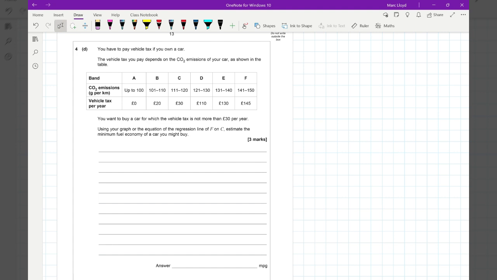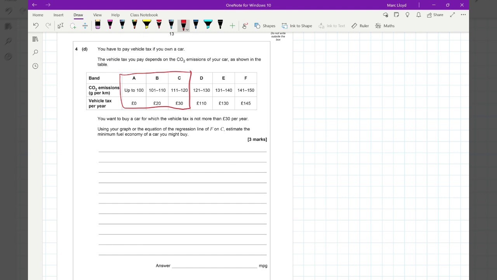You have to pay a vehicle tax if you own a car. The vehicle tax you pay depends on the CO2 emissions of your car as shown in the table. You want to buy a car for which the vehicle tax is not more than £30 per year. So it has to be something within A, B, or C. Use the graph or the equation of the regression line of F on C to estimate the minimum fuel economy for the car you might buy.